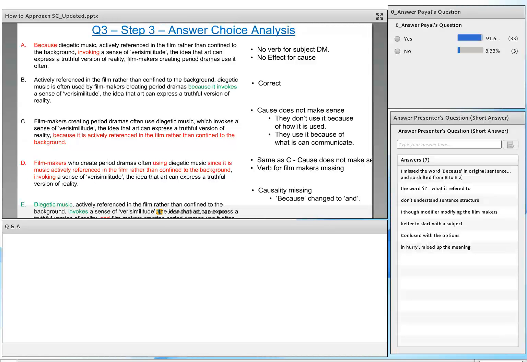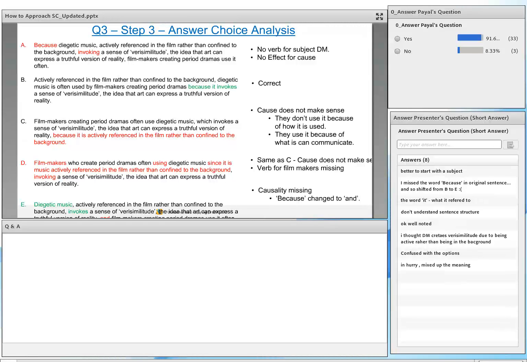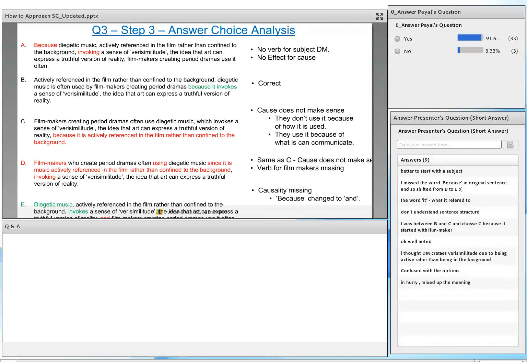Okay, because again, logically and grammatically, it can only refer to diegetic music. What else can it refer to in choice B? "Better to start with the subject." Okay, that's a good point. Not really. And that is why you have to understand the various sentence structures that exist.